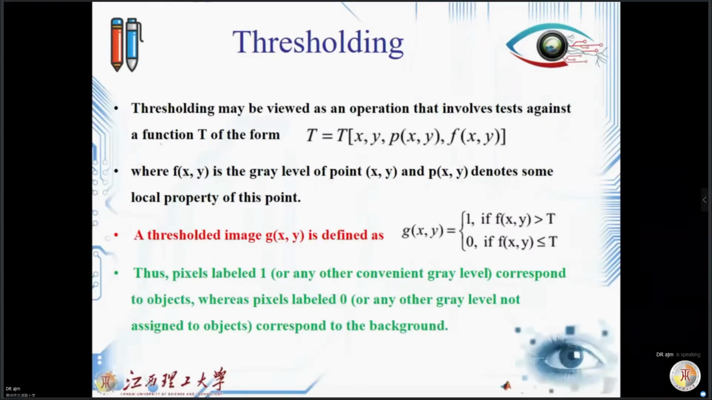The thresholded image g(x, y) can then be defined with two values, 1 or 0. If f(x, y) is greater than T, then the value is 1, and if it's less than T, the value is 0. Thus, a pixel labeled 1, or any other convenient gray level, corresponds to the object, whereas a pixel labeled 0, or any other gray level not assigned to the object, corresponds to the background.